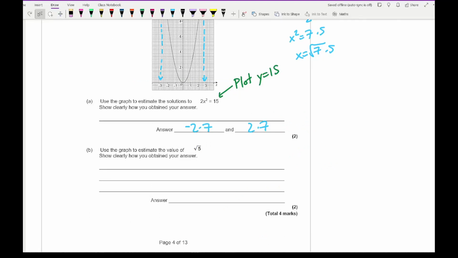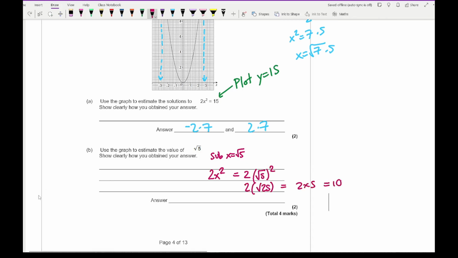Now for question B, it says use the graph to estimate the value of root 5. Show clearly how you've obtained your answer. So for this, rather than making it equal to root 5, we're going to substitute x equals root 5 into the equation. So if I substitute x equals root 5 into 2x squared, I then get 2 times root 5 squared, which is 2 times 5, which is 10.